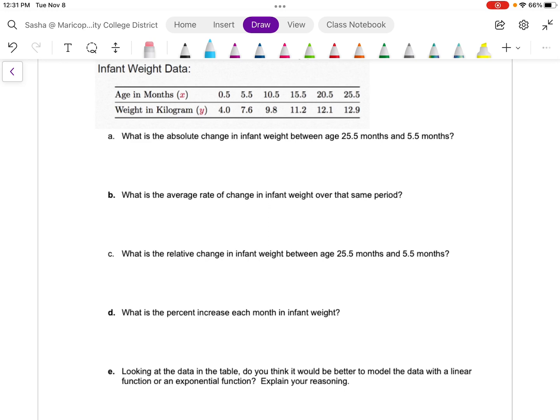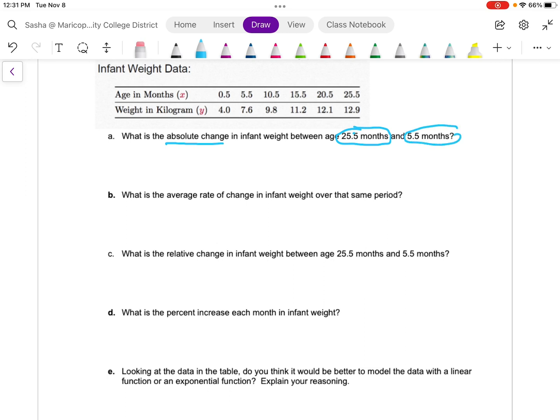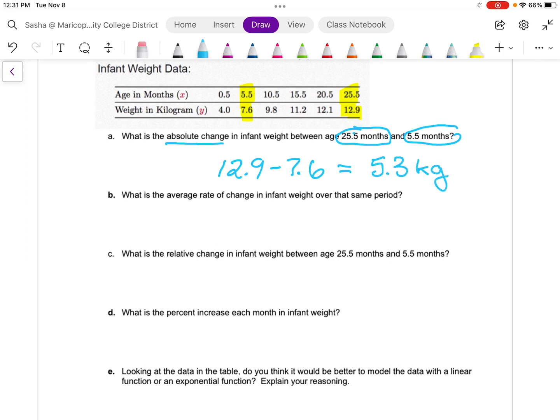So remember, absolute change. We're looking here for an absolute change between 25.5 months and 5.5 months. So I'm going to highlight those two values on my table here. I have this one and this one. All right, so the new data would be the 12.9, what it is at 25.5 months, and we'd subtract from that 7.6, which was the weight at 5.5 months. And so we get an absolute change of 5.3 kilograms of increased weight over those 20 months.